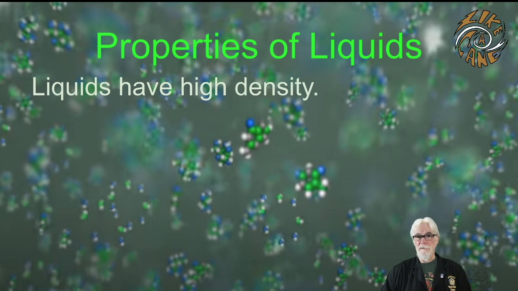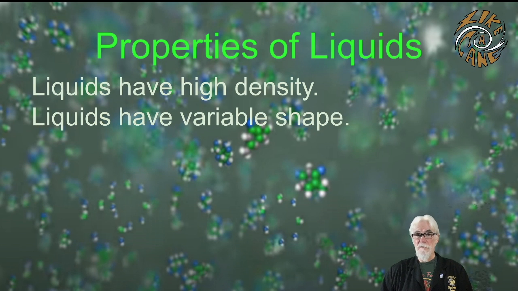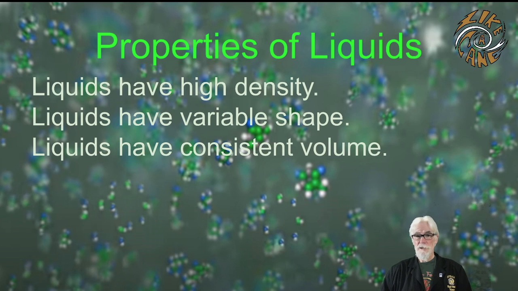Another state or phase of matter is called liquids. Like solids, liquids have a high density. But unlike solids, liquids have a variable shape. So if you pour liquids into different shaped containers, they will take the shape of that container. Liquids also have a consistent volume like solids, so it doesn't matter what container they're in. Even though their shape will change, the amount of space they take up will not.